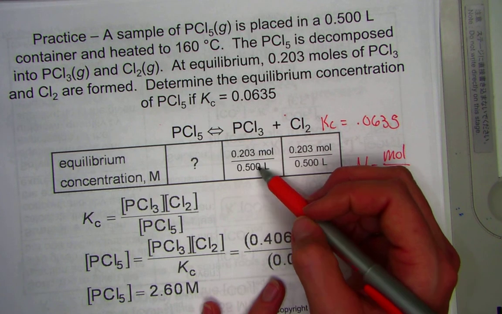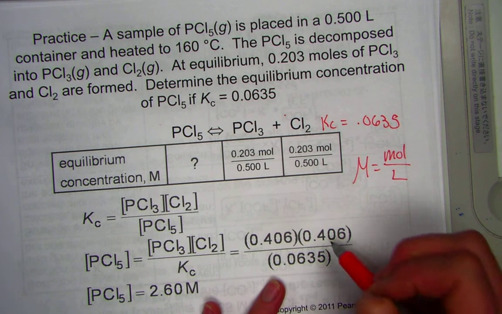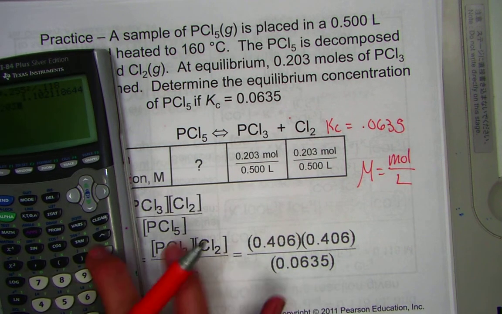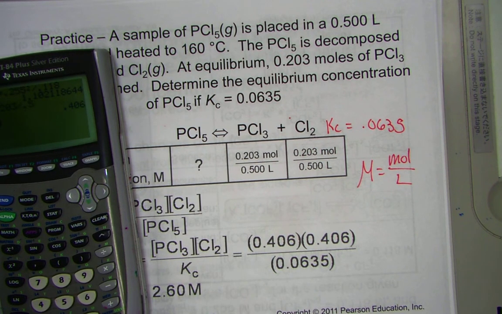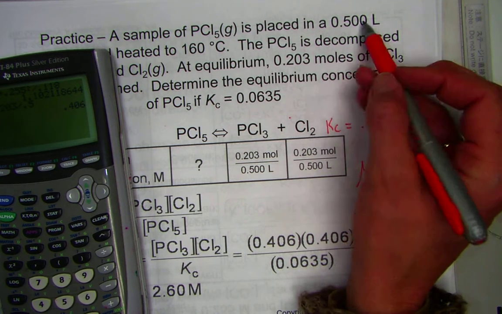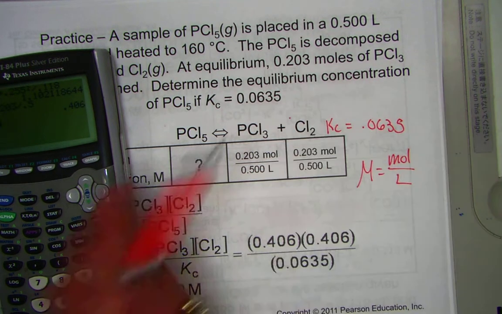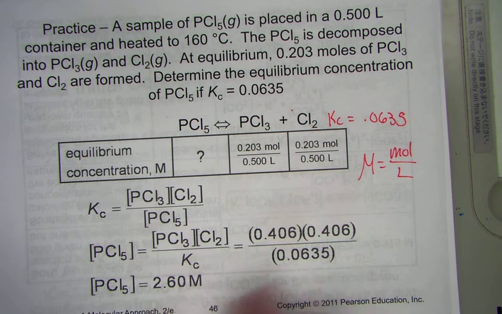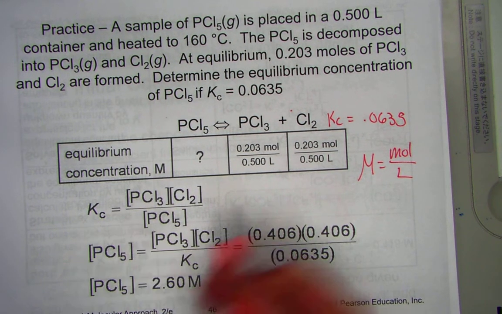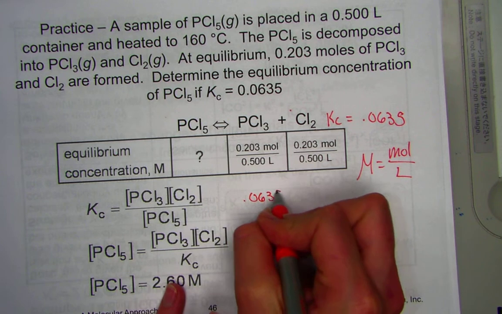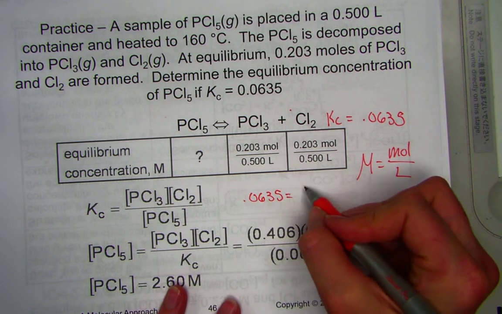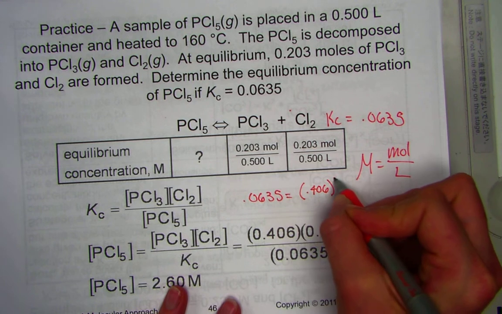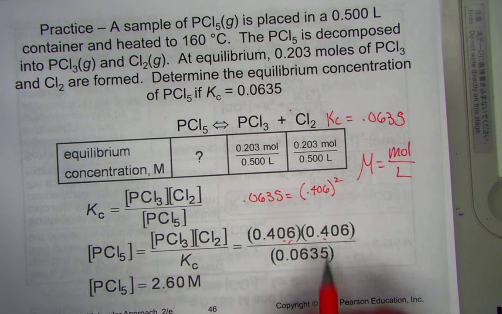0.203 moles set over 0.5 liters is probably 0.406, but I'll prove it to myself. 0.406. So moles per liter is big M. Molarity units are what those brackets stand for. Alrighty. So we know Kc to be 0.0635. We know the concentration in molarity units to be 0.406. I'll square that since we're multiplying it by itself.